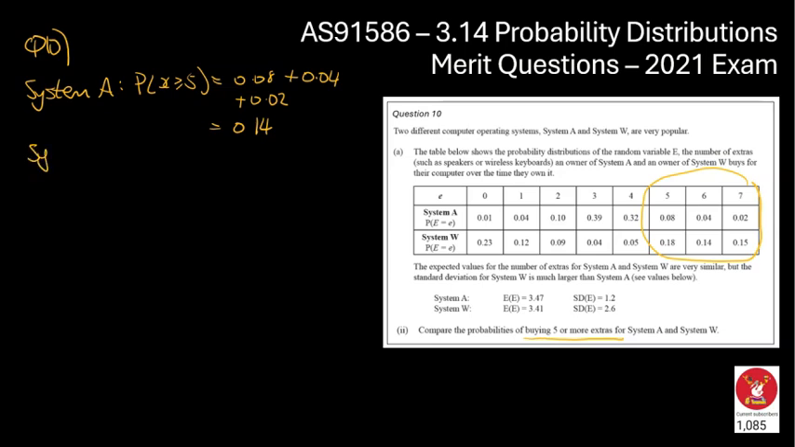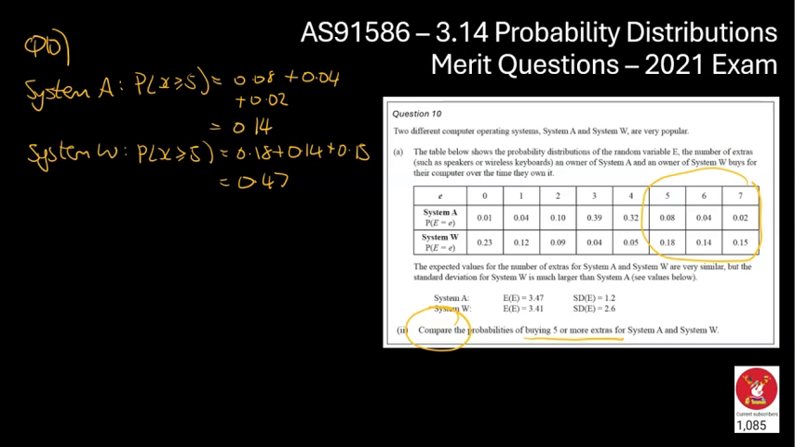Let's do the same with system W now. For system W, the probability that they bought 5 or more accessories with the purchase is 18, 14, and 15 all added together. So it's going to be 0.18 plus 0.14 plus 0.15. When I add that together, I get 0.47. I think that's where you got the achieved mark. And now it's asking us to compare them.